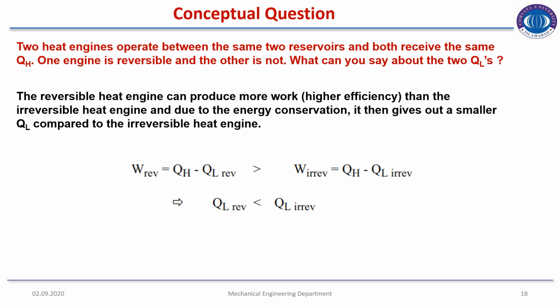So W reversible is equal to QH minus QL reversible, and W reversible will be greater than W irreversible. So the formula for both W is QH minus QL. So QL reversible will be less than QL irreversible. So you have to decrease the temperature. The temperature of the low thermal energy reservoir will be lesser.